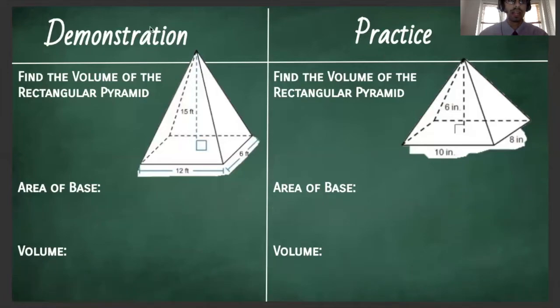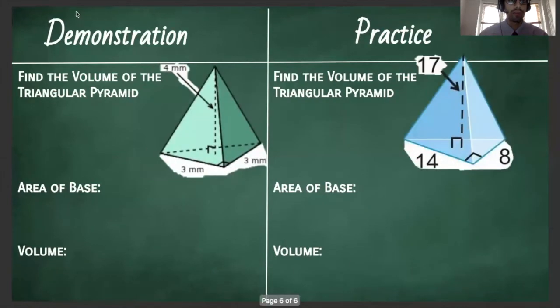Let's take a look at a couple other examples as well. So over here we have, instead of a rectangular pyramid, a slightly different type of pyramid. The base is a triangle, so we have triangular pyramids. So let's try to apply the same steps here to find solutions. As always, I'm going to do the problem on the left as a demonstration, and you guys will be working on the problem on the right.